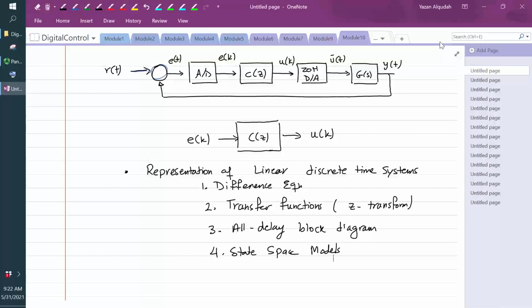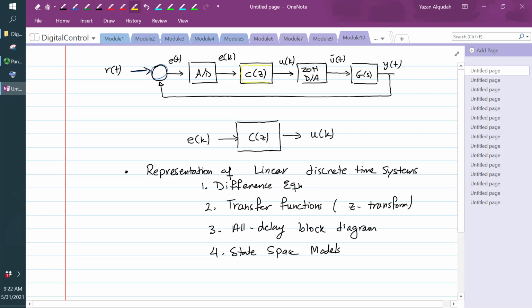So just to remind you where we are, in the previous modules we looked at various methods for representing continuous time plants: state space representation, all integrator block diagrams, and transfer functions. And then we introduced the models that describe the operation of the analog to digital converter and digital to analog converter. And what we want to look at in this module is this block in the middle, C of Z.